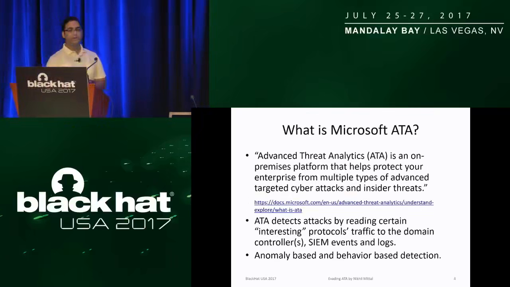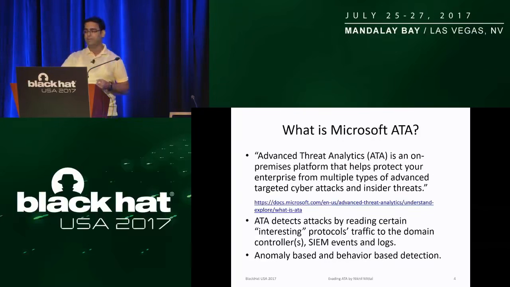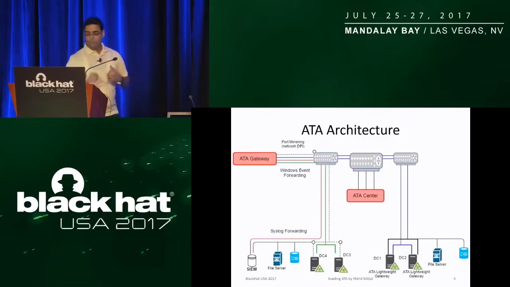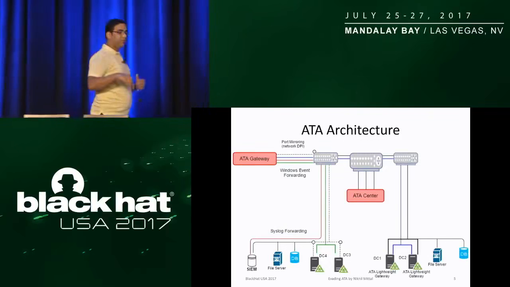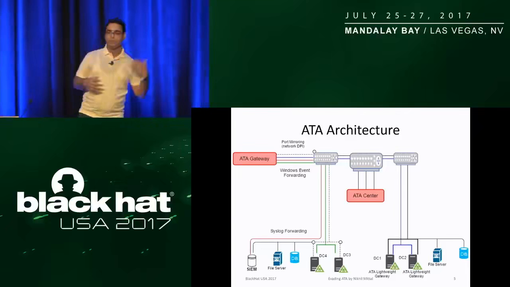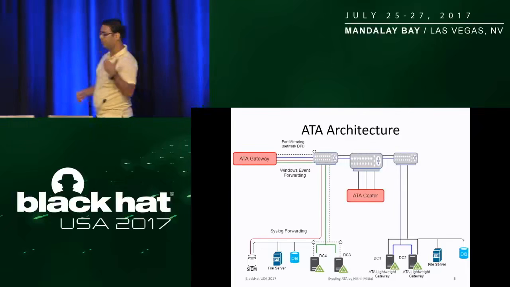So what is Microsoft ATA? I'll read out the definition. Advanced Threat Analytics, ATA, is an on-premises platform that helps protect your enterprise from multiple types of advanced targeted cyber attacks and insider threats. Pretty common vendor definition. So how ATA works is, whatever is the traffic being sent to your domain controller, one of the domain controllers or all of them, depends on the type of implementation you want.